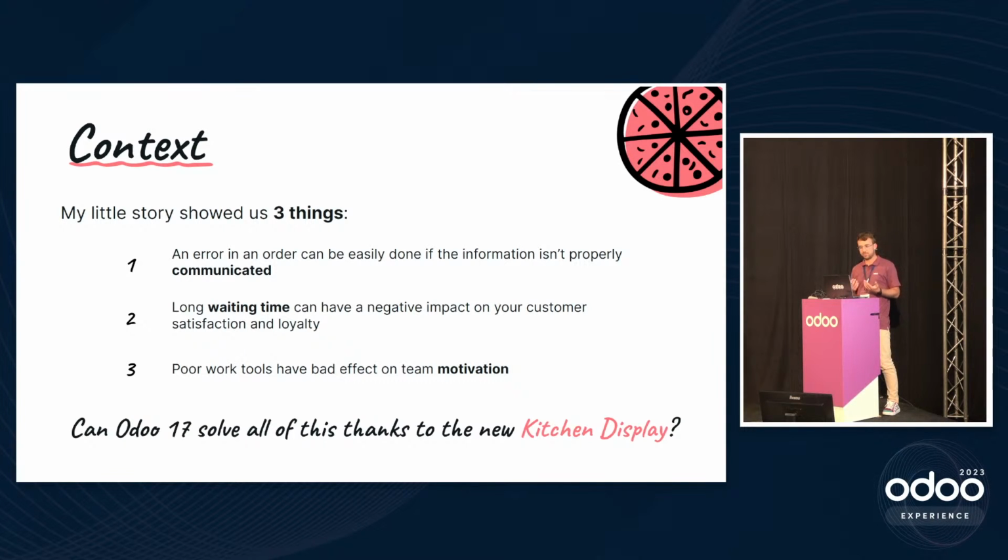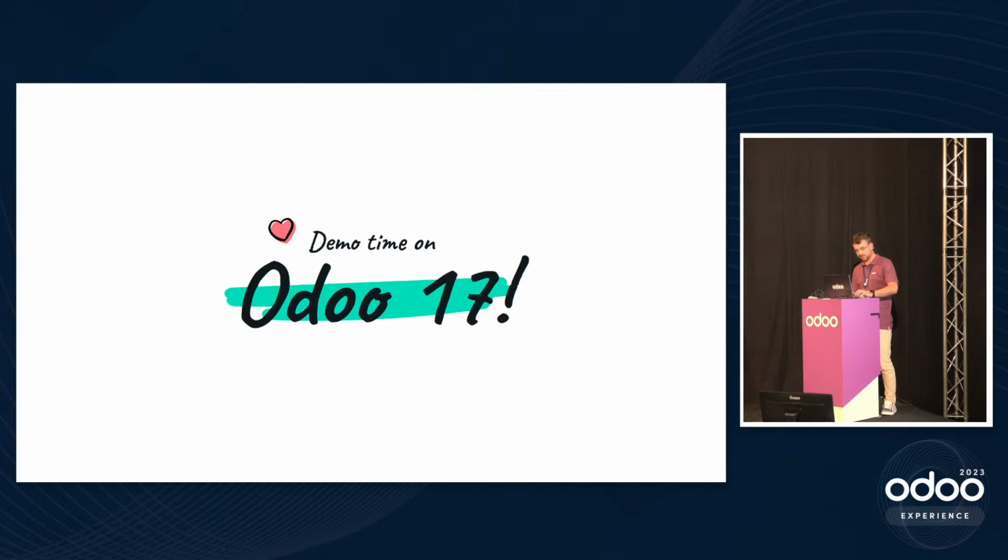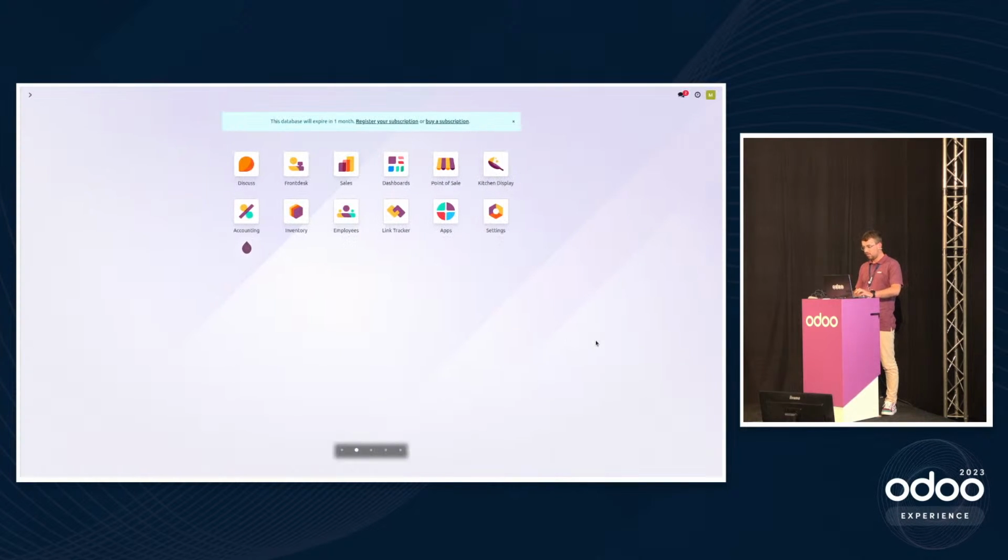So can Odoo 17 solve all of this thanks to the new kitchen display? That's what we will see directly. So I will open my database. Here it is. I created a database for a restaurant, City Bistro restaurant. I have already downloaded, of course, the point of sale, and by default, you have the kitchen display there too. I saw in the previous talk that you all have some questions about the kitchen display, and we will see concretely today and now how you can configure it, and I hope I will answer all your questions.